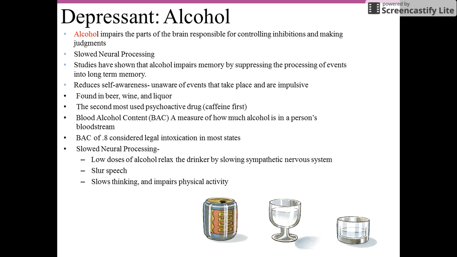It's found in beer, wine, and liquor. It's the second most used psychoactive drug. Caffeine is actually the most used. BAC is your blood alcohol content; they measure how much alcohol is actually in your bloodstream. 0.08 is considered the legal intoxication in most states for anyone over the age of 21. Again, it slows down your neural processing. It's slowing your sympathetic nervous system, it slurs your speech, and it slows your thinking and impairs physical activity.